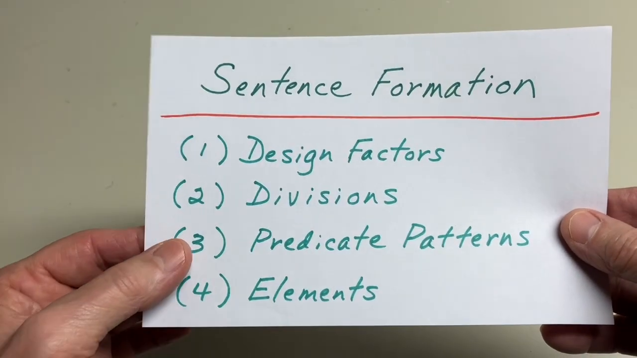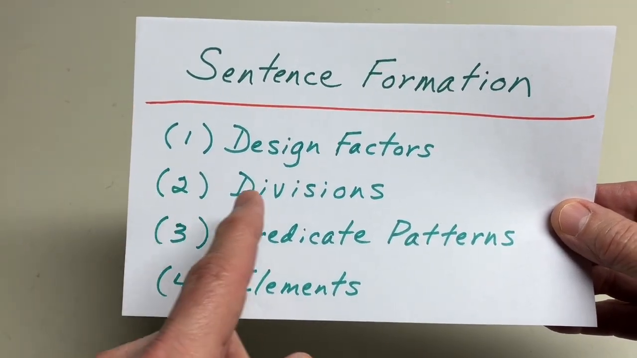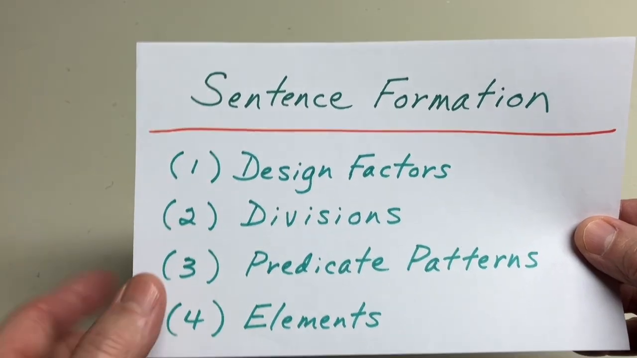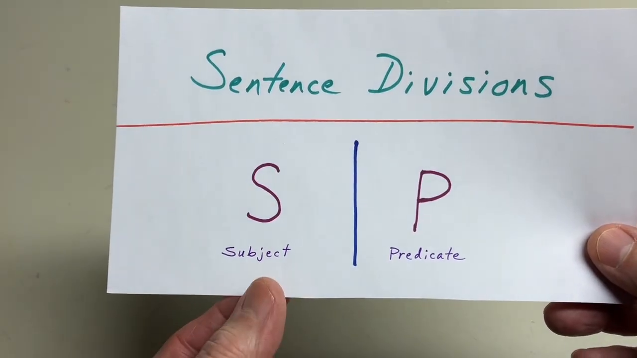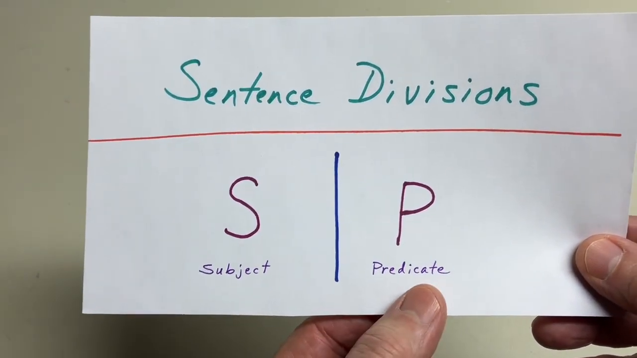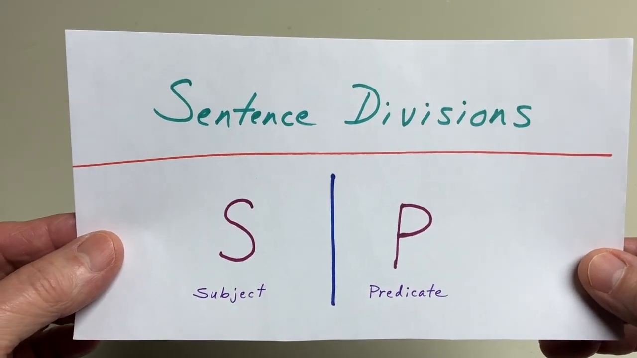Now, here are the four sentence formation features. Let's do them out of order. Let me start with divisions first. To keep it simple, a sentence basically has two divisions: your subject division and your predicate division. You'll see this in almost any grammar book, or online. That's very simple.